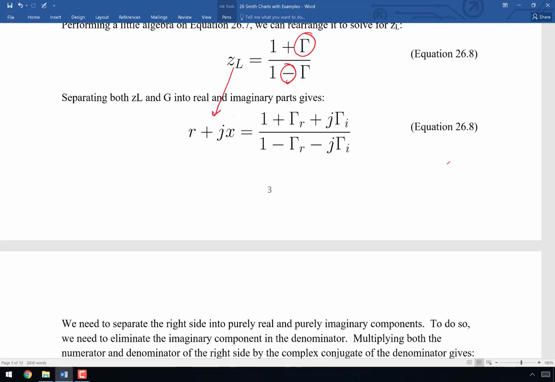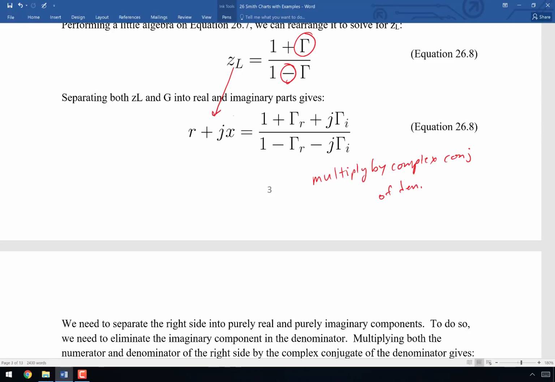In order to do that, we need to get rid of the imaginary part in the denominator. This is going to be a theme that you're going to see not only in this class, but in other ECE classes: you need to get the imaginary part out of the denominator. If the denominator is completely real, then you can separate the entire function into a real part and an imaginary part. The way that we do that is we always multiply by the complex conjugate of the denominator.